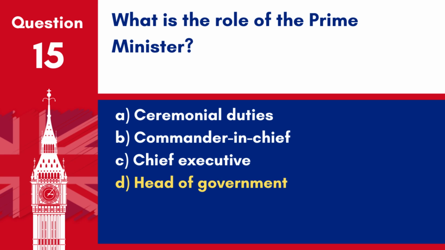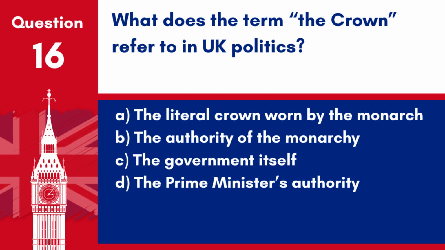Answer: D. Head of Government. The Prime Minister serves as the head of government, directing the administration and the operation of the state. Question 16. What does the term the Crown refer to in UK politics? A. The literal crown worn by the monarch. B. The authority of the monarchy. C. The government itself. D. The Prime Minister's authority.